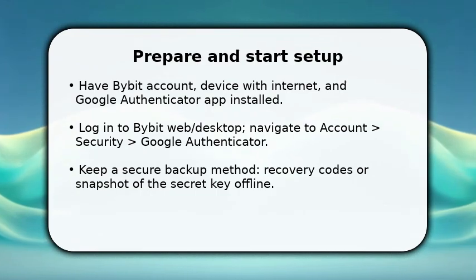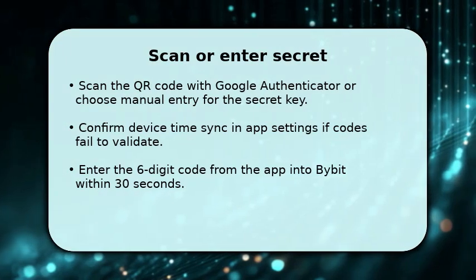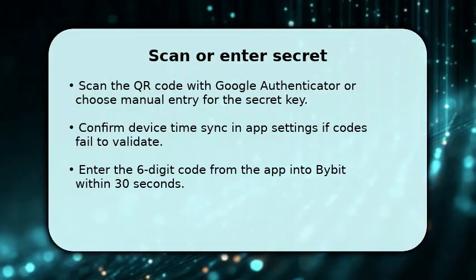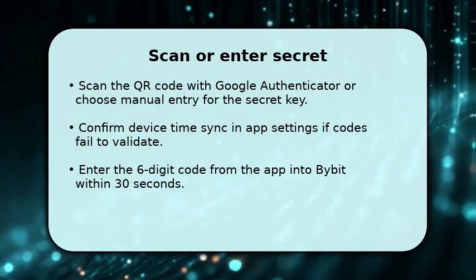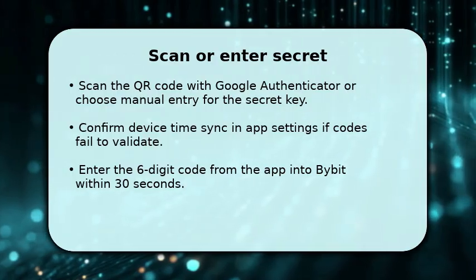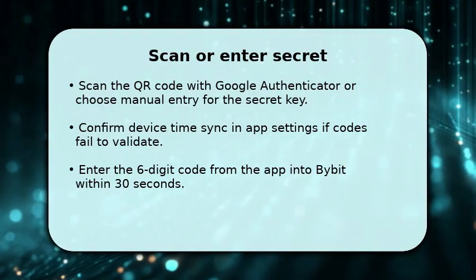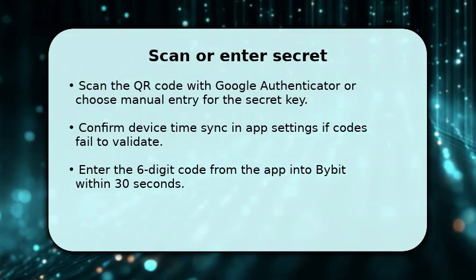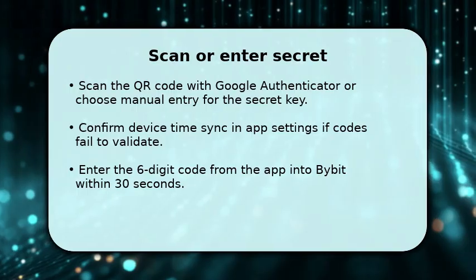Next, you either scan the QR code displayed by Bybit with the Google Authenticator camera or tap manual entry to paste the secret key. Either method creates a 6-digit rotating code. Once done, make sure your phone's time is synced automatically. Incorrect device time causes invalid codes.